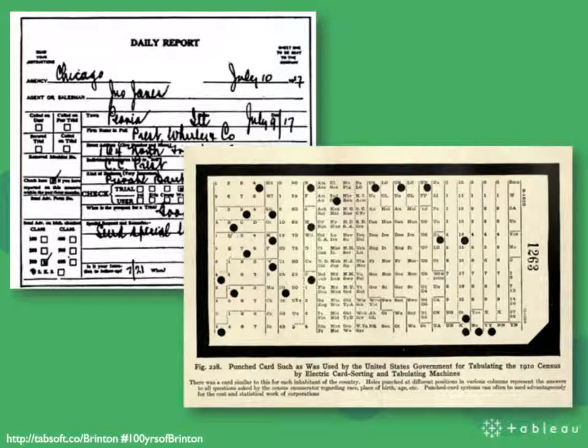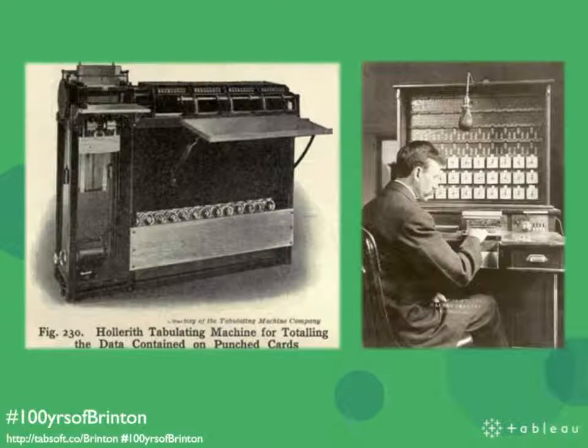From handwritten daily reports that were getting collated to punch cards, an absolute revolution in data collection and analysis. And if you had the Hollerith tabulating machine for totaling the data contained on punch cards, then you too could process 3,000 records per hour. How amazing would that have been?